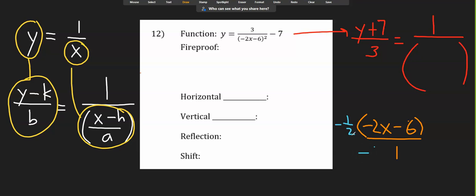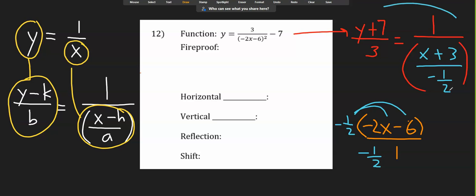So the top and the bottom, and then distribute what goes on inside and get your fireproof form, x plus 3 over negative 1/2. And then you can start looking at your a, your b, your h, and your k. But this is your fireproof form right here. So, for that question, hope that helps.